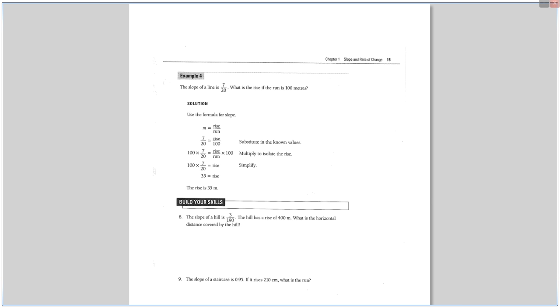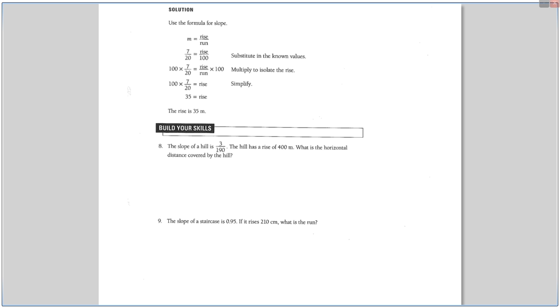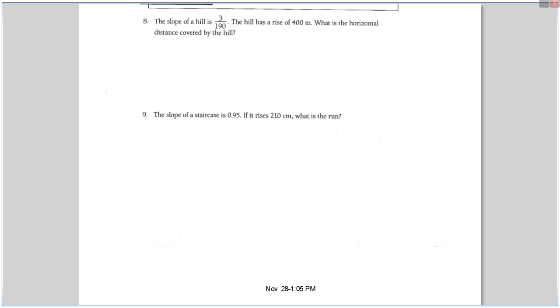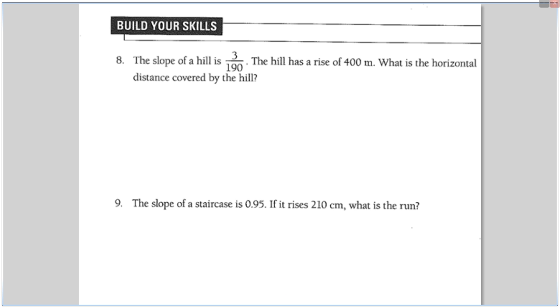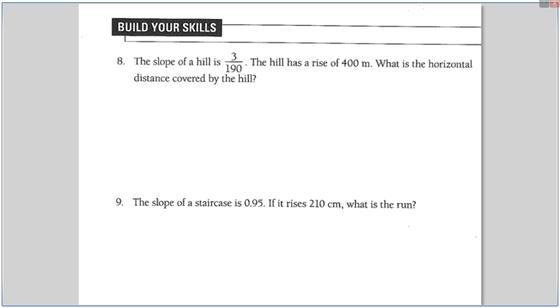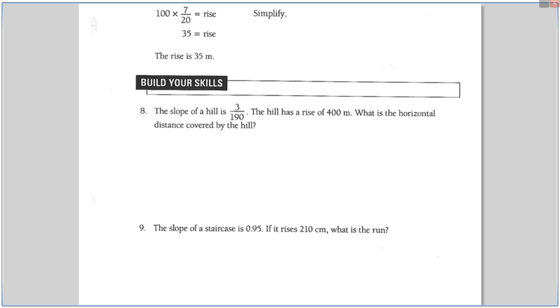Okay, moving on. Let's take a look at question 8. This time it's telling you that the slope is 3 out of 190. So they tell you the slope this time. And then the rise is given and the run is not. So this is a cross multiplication question. What you need to know, and you can jot it down just right above: M equals rise over run. And if you've taken Science 10 or if you've taken 10C, you know this formula already.